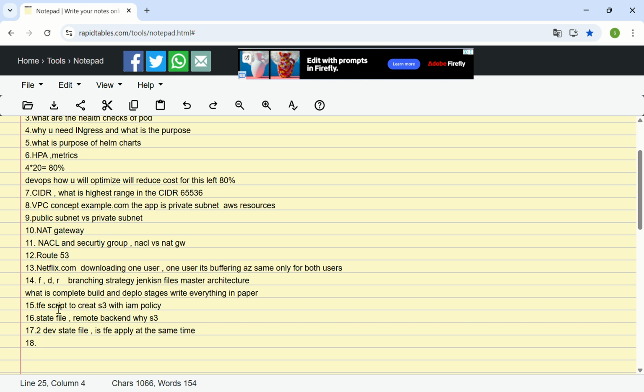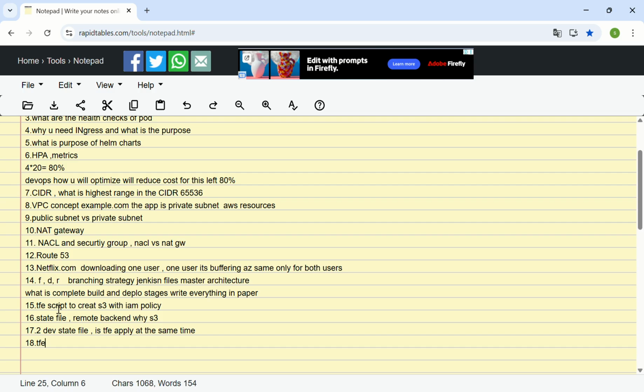But if two developers, knowingly or unknowingly, click Terraform apply, what will happen? Because we already have a state file, and state locking is there. So how will you configure this state file? Where exactly will you mention the state file? Tell me how you will implement it.